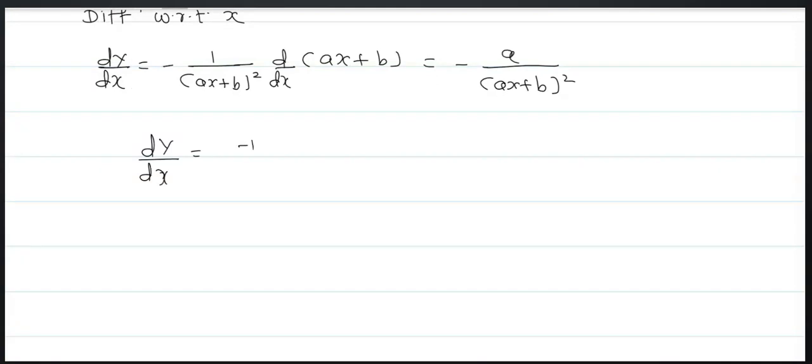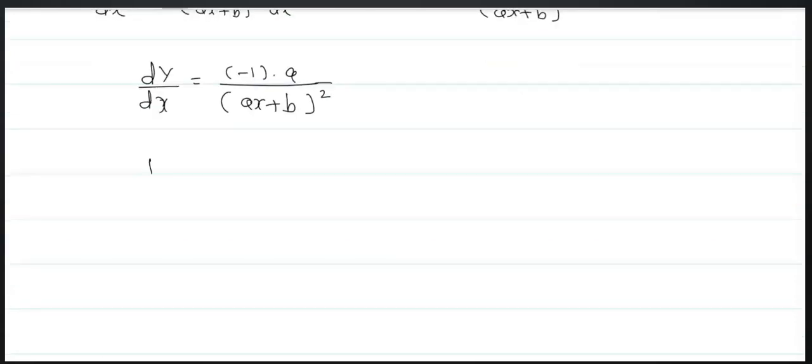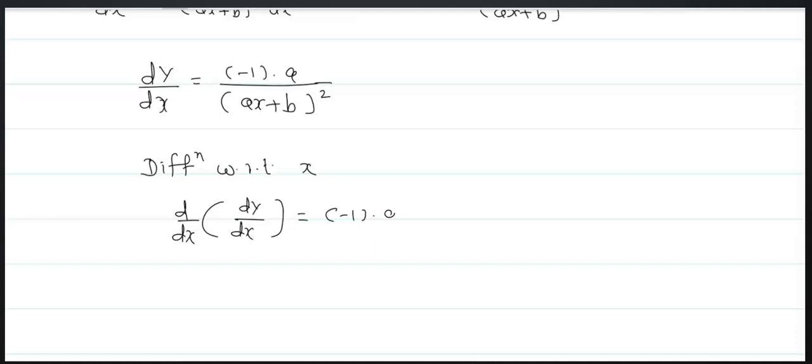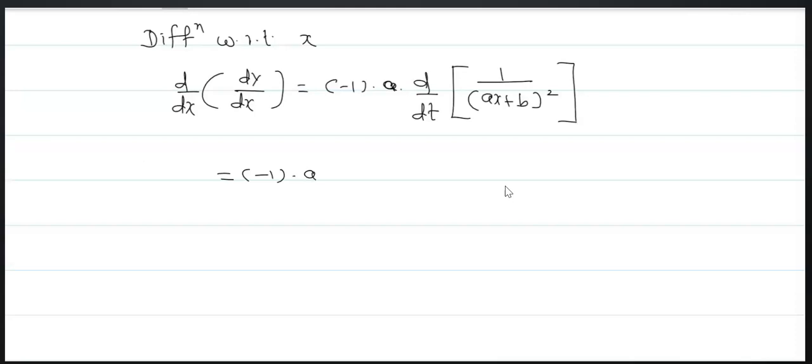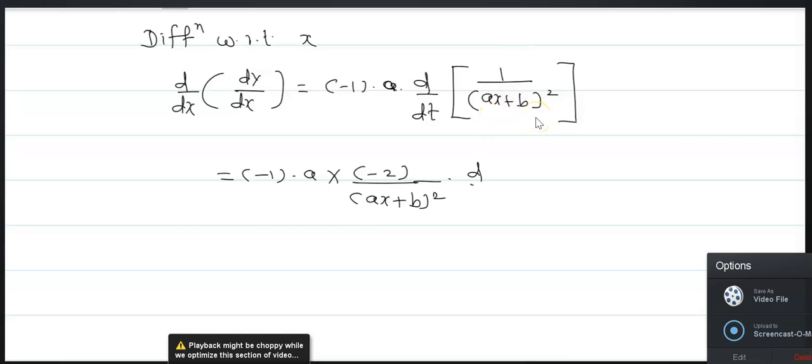Therefore, dy by dx is equal to minus 1 into a upon (ax plus b) whole square. Now differentiate this again with respect to x. Therefore, d/dx of dy by dx is equal to minus 1 into a into d/dx of 1 upon (ax plus b) whole square. Now here is a minus 2. How does that minus 2 come here? Here is 1 upon (ax plus b) whole square. It will become (ax plus b) raised to minus 2. That minus 2 is here. Now this minus 2 minus 1 will become (ax plus b) raised to 3.